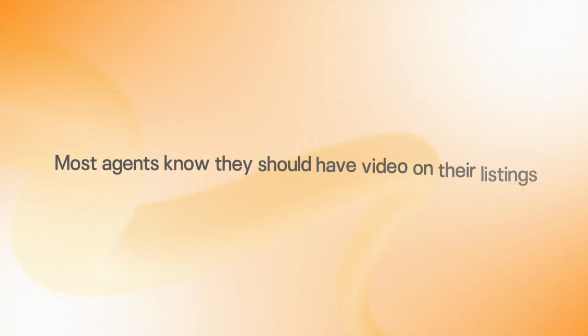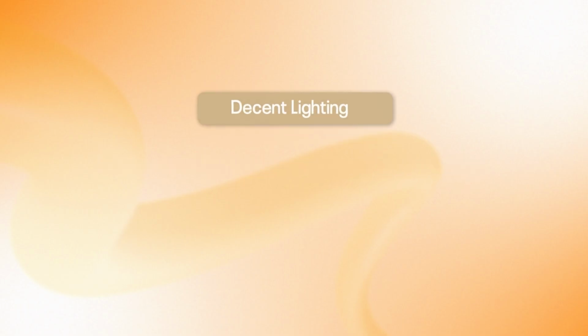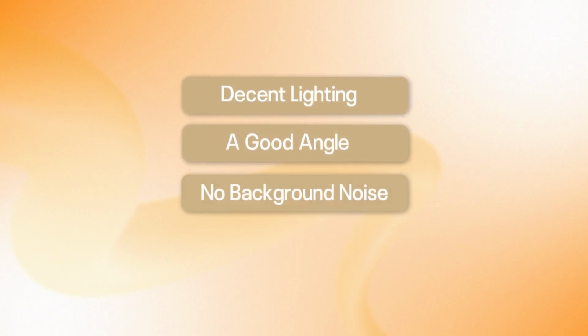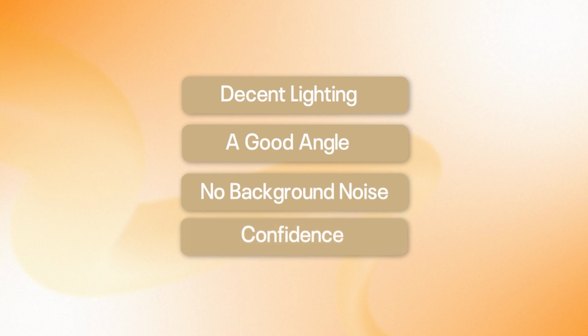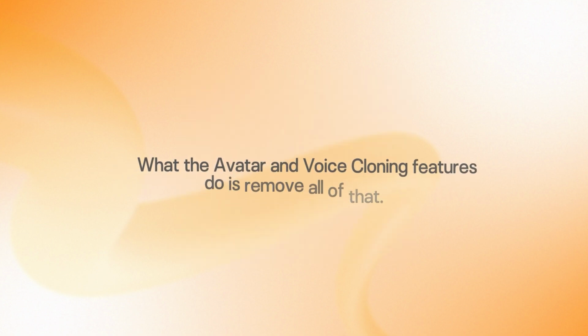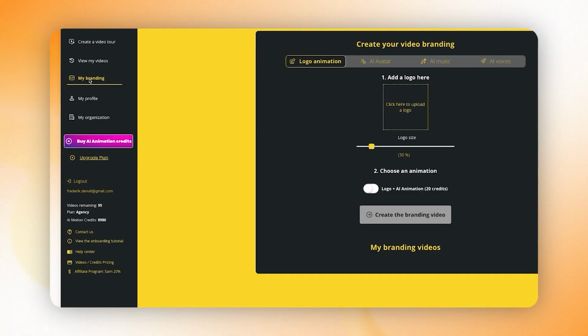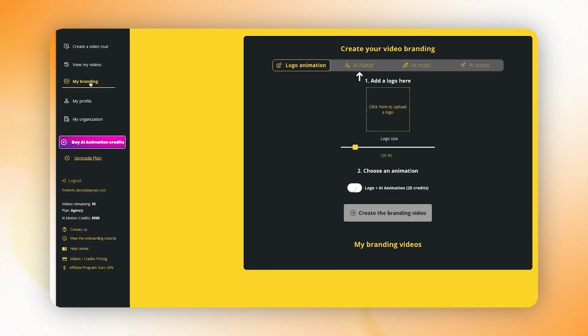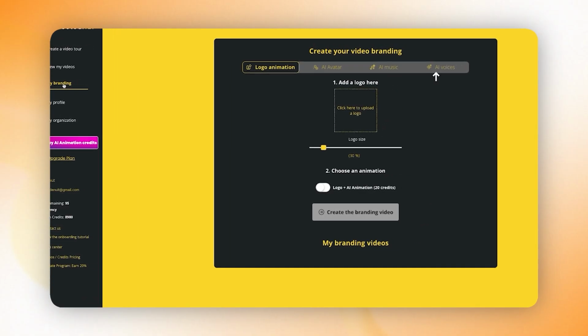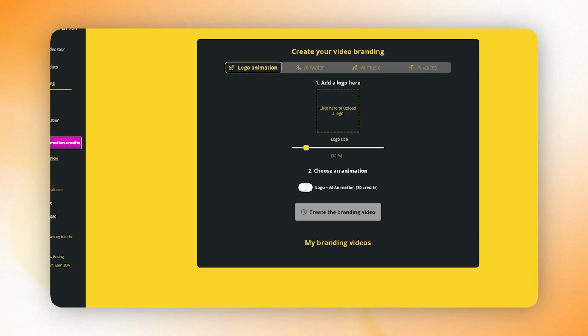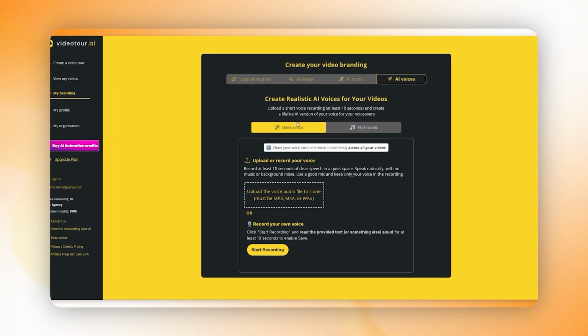Most agents know they should have video on their listings, but actually filming yourself is a barrier. You need decent lighting, a good angle, no background noise, and enough confidence to do it take after take. What the avatar and voice cloning features do is remove all of that. You do the setup once inside My Branding, and after that, your personal brand shows up in every video automatically. We're going to start with the voice, then set up the avatar, and then apply both to a listing.